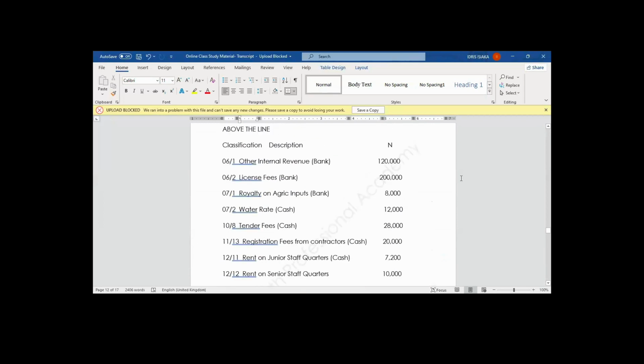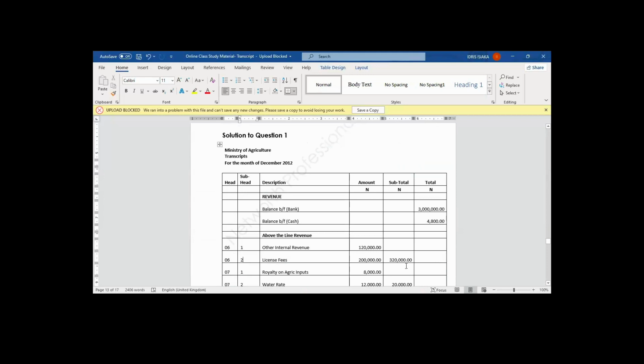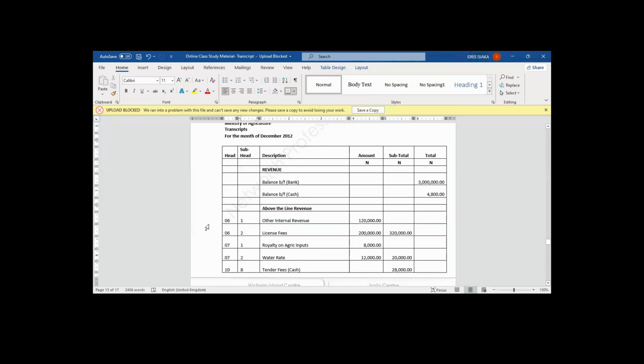After that, we have another head 07. Head 07 has 2 items, royalty on agriculture and water rates. You post them, they are still above the line item. Royalty on agriculture input, 8,000. Water rate, 12,000. You can see that they have the same head, 007.